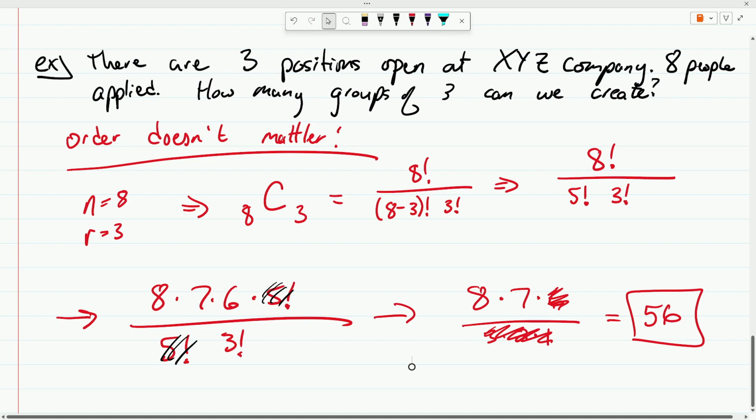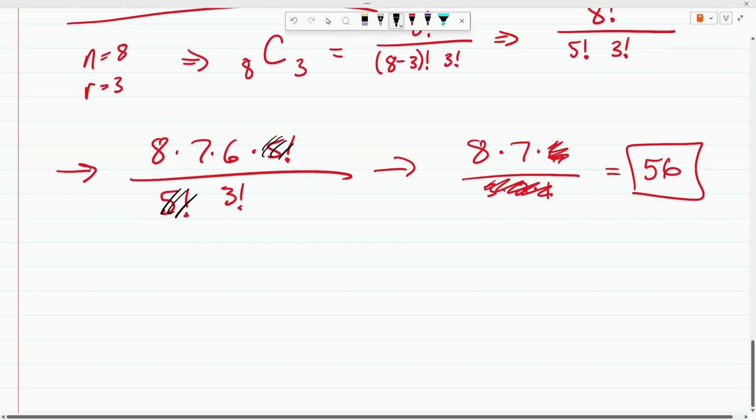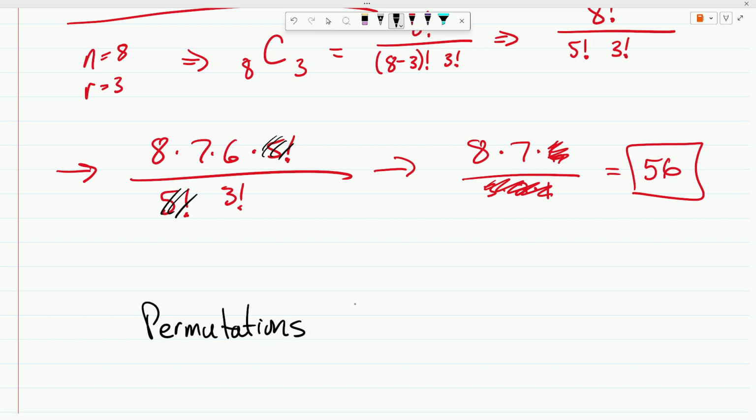So when order doesn't matter, you actually get fewer groups. And that's because the order in which these people will appear, we don't care. Which is a really nice little thing to remember. Permutations will always be greater than combinations. So that's a nice little way to remember, if you're comparing your answers, the number of permutations should always be larger than the number of combinations.